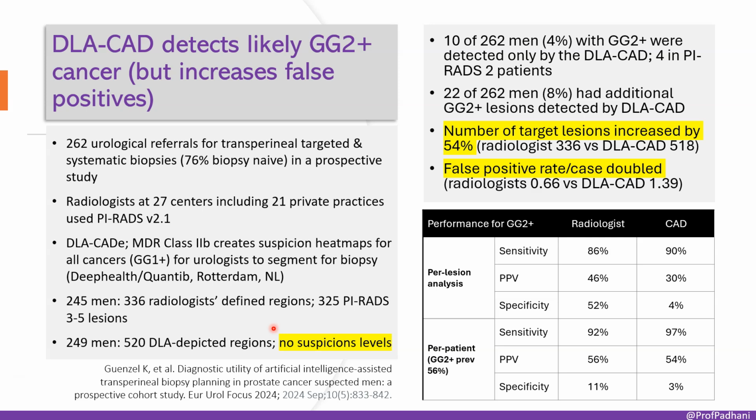Wow, over 50% more things to look at and discuss. Exactly. A substantial increase in review work for the radiologists and the MDT. And the false positive rate per case essentially doubled. Doubled. Ouch. Yeah, and slide 31 showed the impact on performance metrics.